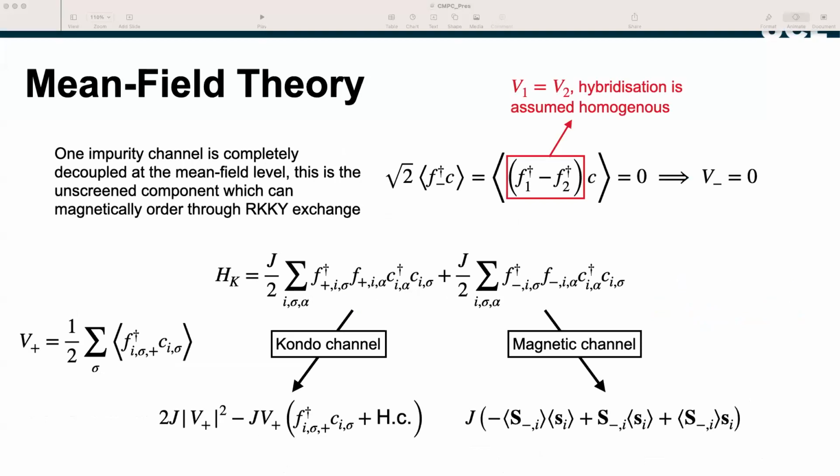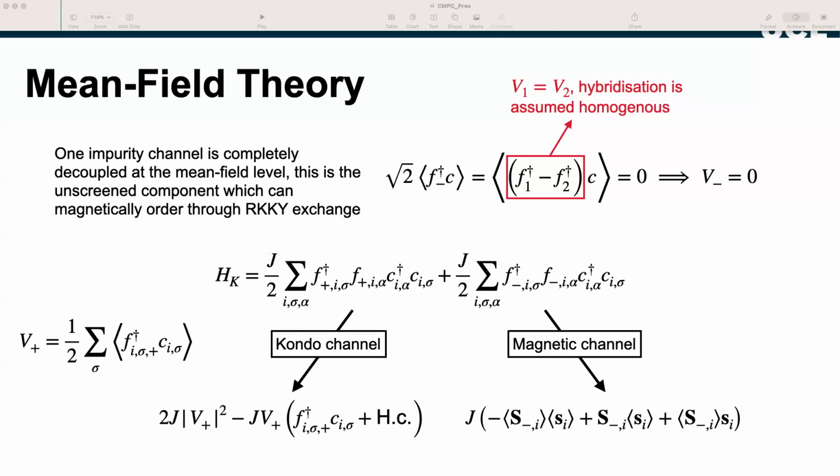Yes. Okay. So as I was saying, when you rewrite using the redefined impurity operators, you get one that is completely decoupled in the Kondo regime, so you can decouple that in the magnetic channel, and it allows that to order by exchange. So you can split the Kondo Hamiltonian into one bit, which is the plus fermions, which you decouple in the Kondo channel, and one bit which is the minus fermions, which you decouple into the magnetic channel.